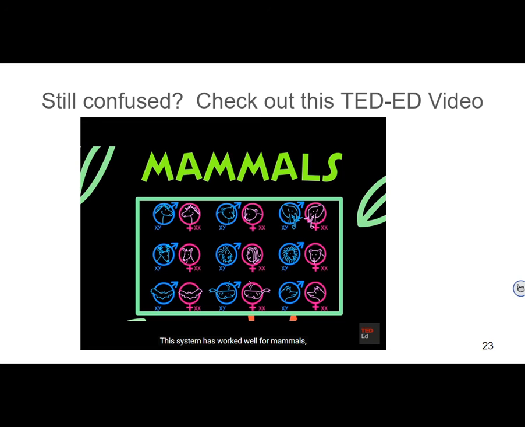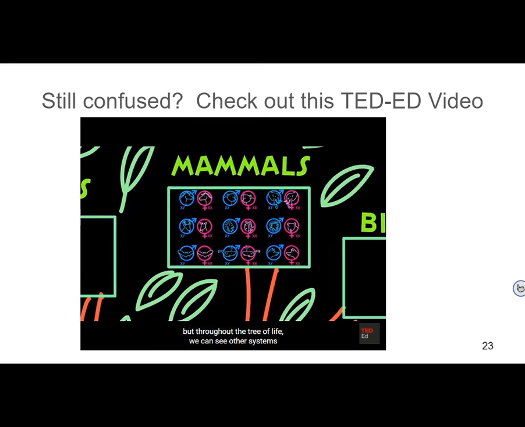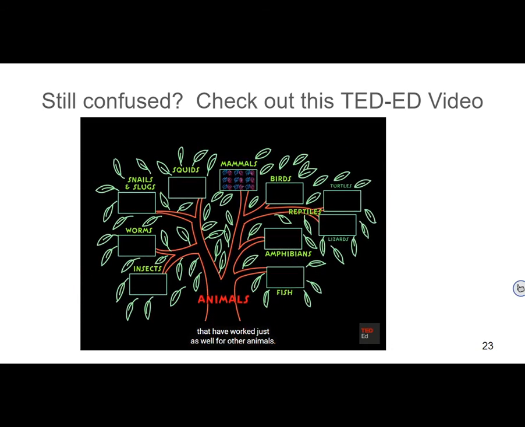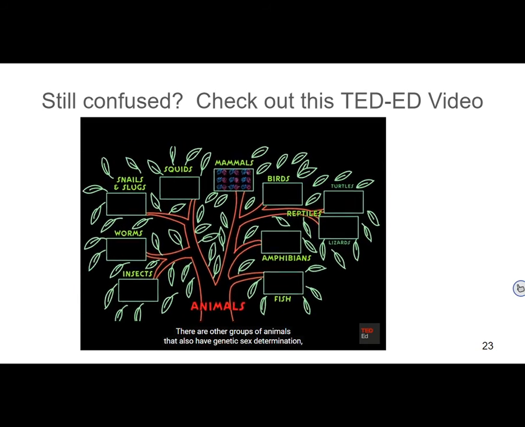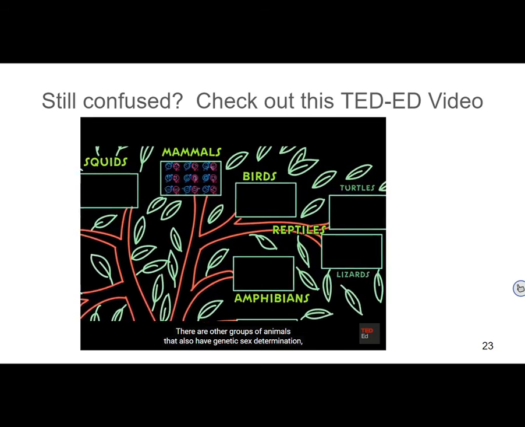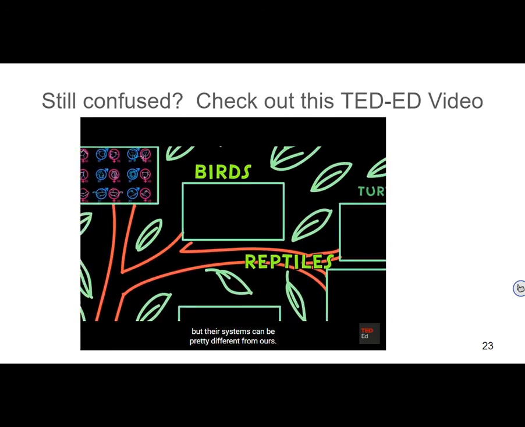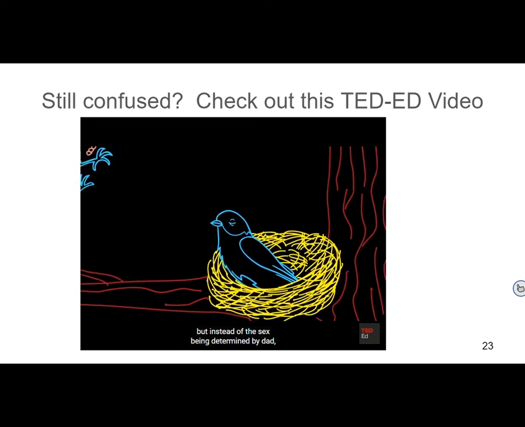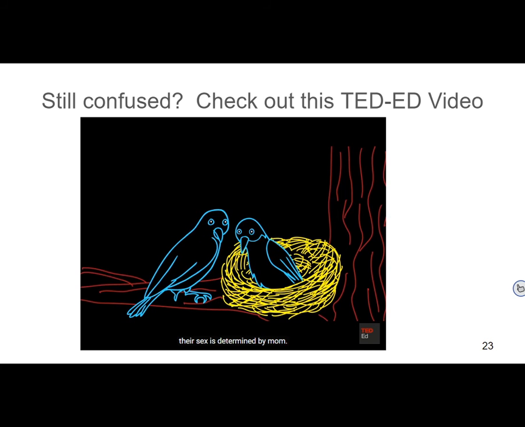This system has worked well for mammals, but throughout the tree of life, we can see other systems that have worked just as well for other animals. There are other groups of animals that also have genetic sex determination, but their systems can be pretty different from ours. Birds and some reptiles have their sex genetically determined, but instead of the sex being determined by dad, their sex is determined by mom.